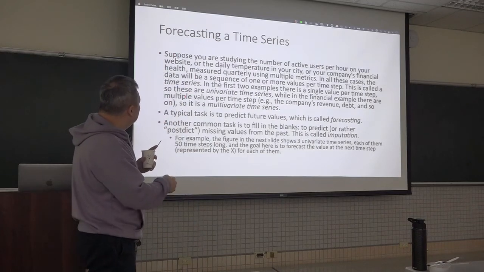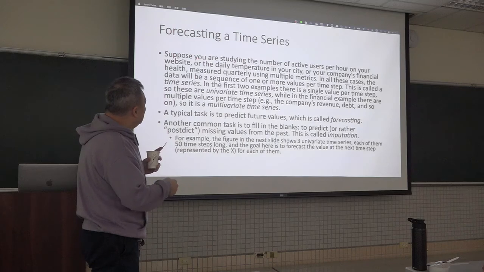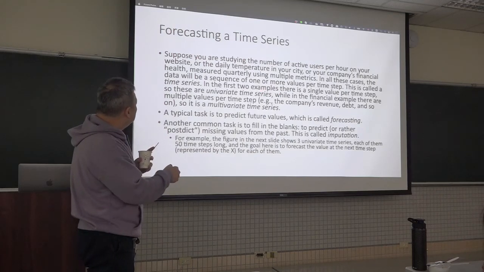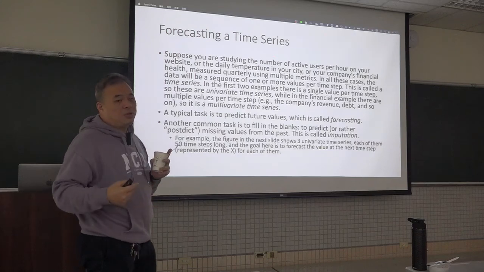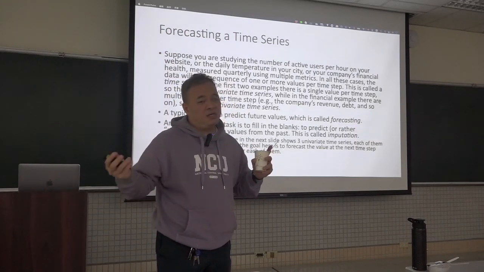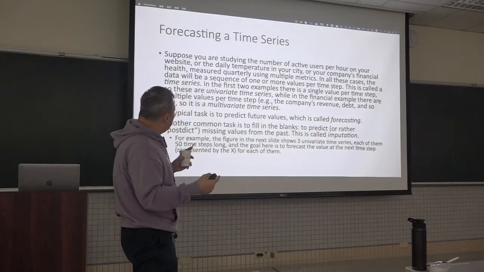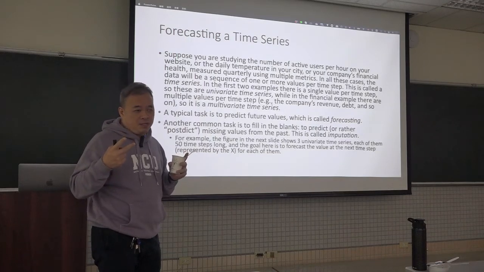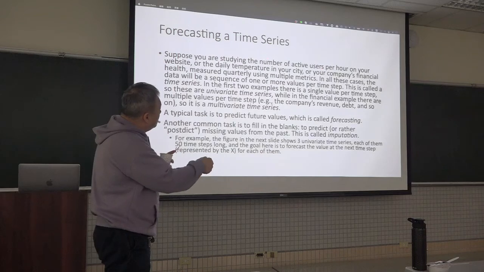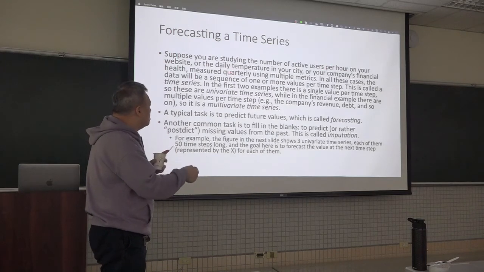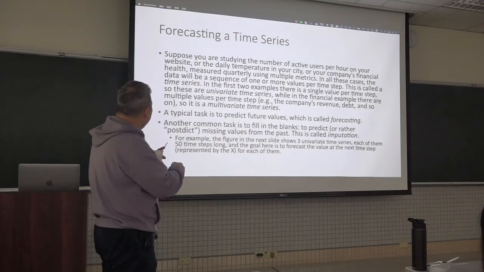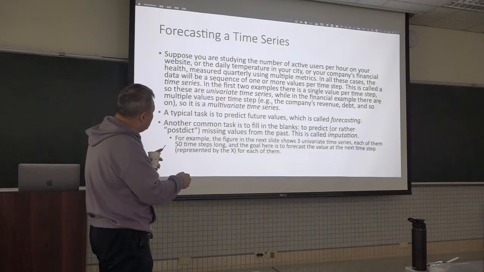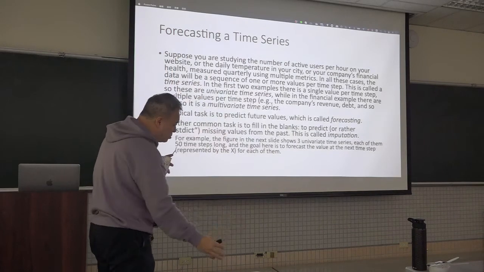For the first two cases, we need to see the number of active users per hour on a website, or the daily temperature in the city. When I say daily temperature, of course, I mean maybe the average temperature, because I only output one number. So the first one and the second one both output one number. The number of active users per hour is a number, and the daily temperature, assuming an average, is also one number per day. These two examples are what we call univariate time series, because at each time step you only have one number.